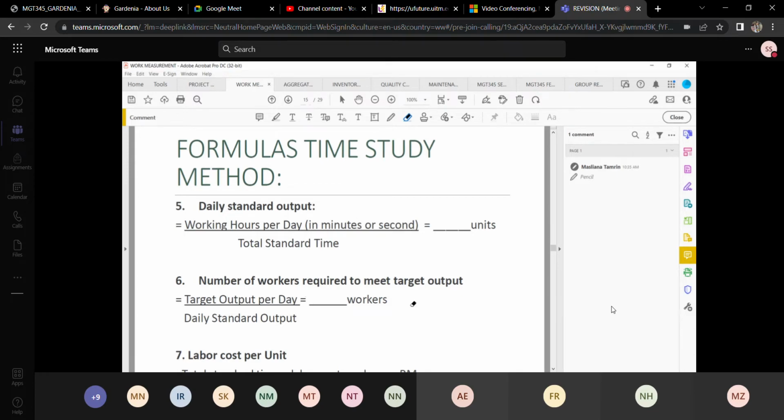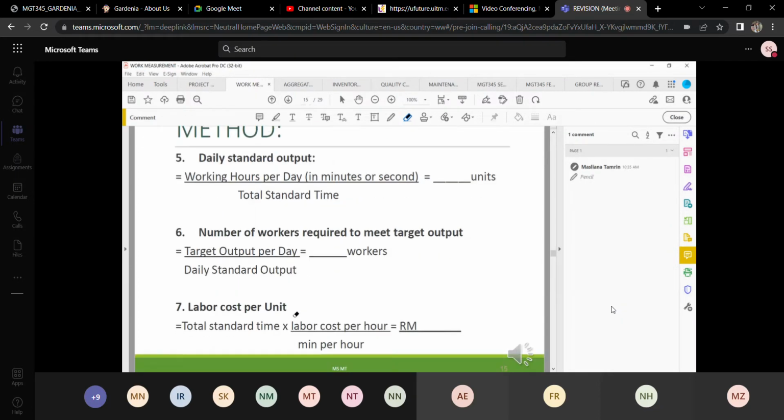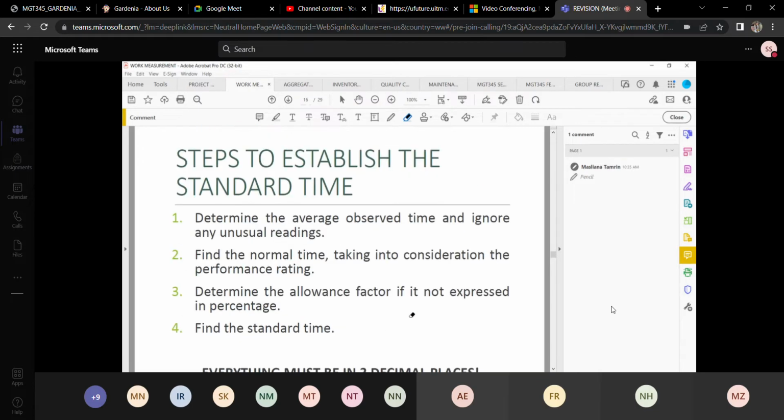Number of workers required to meet target output equals target output per day. This one dia nak day, so over daily standard output. Kalau dia minta target output per week, bawah pun kena weekly standard output, depending on the question. Labor cost per unit equals total standard time multiplied by the labor cost per hour over minutes per hour. Your answer should be in RM. So there are 4 steps in order to establish the standard time. So you should know one by one.